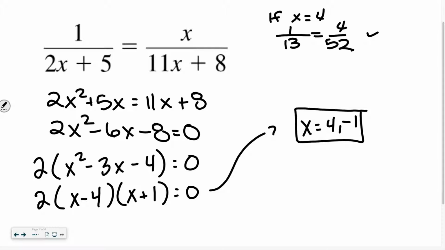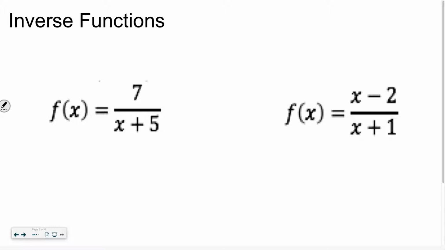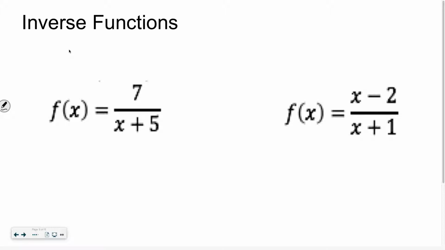Okay, last thing real quick is inverse functions. Tell me what you know about inverses. You have to switch x and y. Oh, that is beautiful. Thank you. You need to switch x and y.